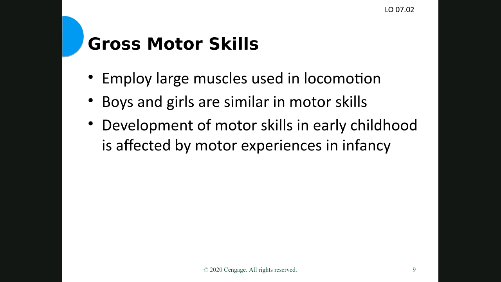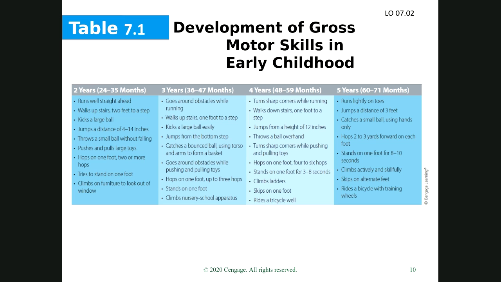Motor development: gross motor skills, large muscles, help you walk, things like that. Those occur first, and they're very similar in boys and girls as we grow up. This is a table of what happens with your gross motor skills. We're not going to go through it all, but get an idea.